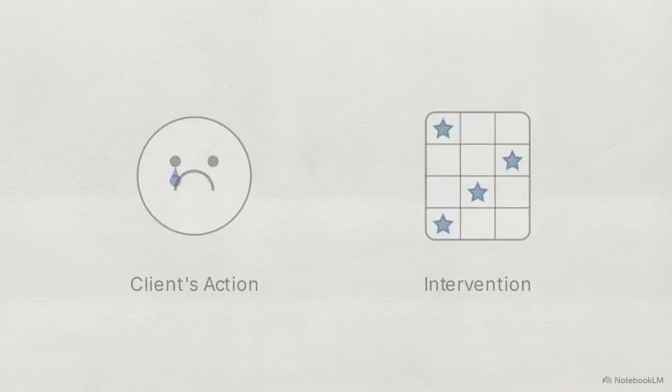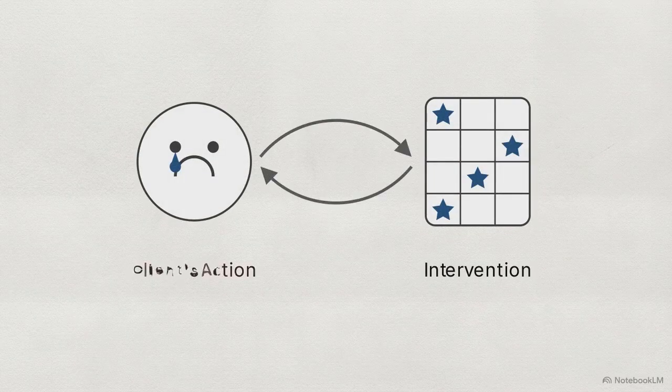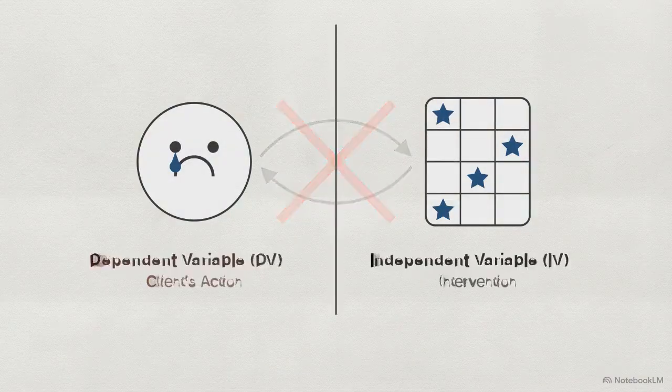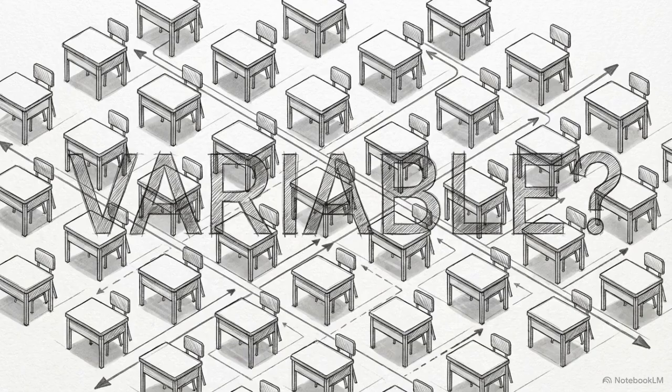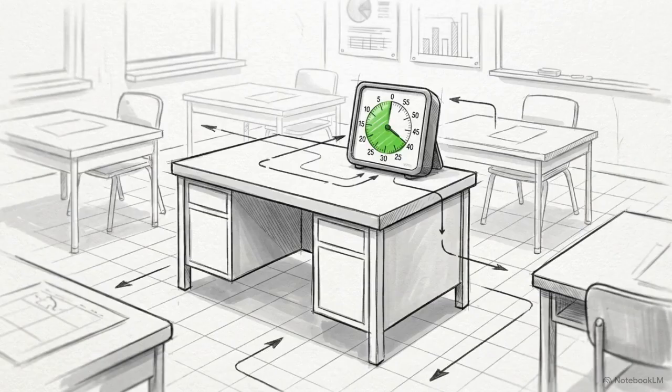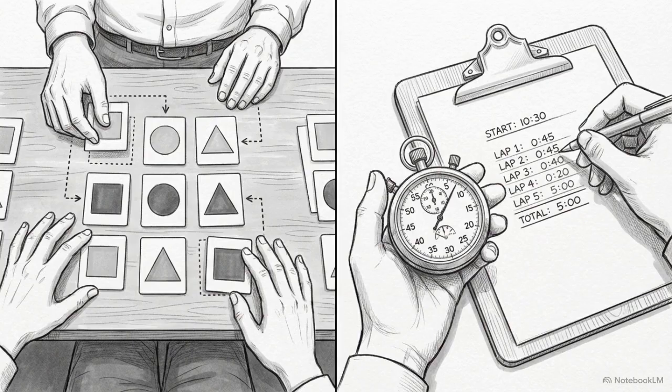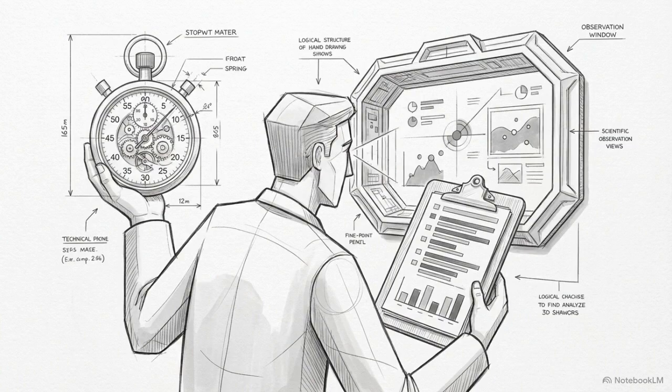A frequent error in practice is confusing the two, such as mistaking a client's action for the intervention itself. Another error is labeling the general environment as a variable. A classroom setting only functions as an independent variable if the analyst actively changes a specific element within it. Experimental design requires the practitioner to explicitly control the independent variable while strictly measuring the dependent variable to document the resulting effect. Identifying your variables is only the first step.